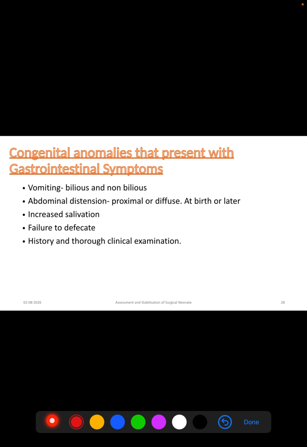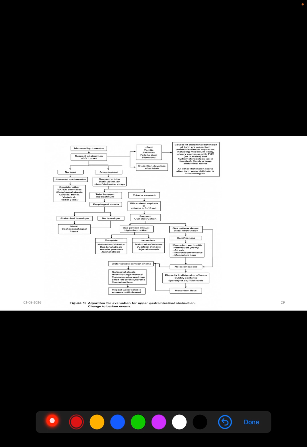Then the congenital anomalies that present with gastrointestinal symptoms. So these babies can have abdominal distension, vomiting, increased salivation, but that we are not going to discuss. ये टॉपिक मैं नहीं अब डिस्कस करूँगा यहाँ पे. And the failure to defecate and history and thorough clinical examination we have to do. तो vomiting कैसा है, whether it is a bilious, non-bilious, projectile, non-projectile, abdominal distension कैसा है, proximal abdominal distension है या diffuse है, at the time of birth है या बाद में होता है, तो वो हमको देखना है. So this is the flow chart that I have used.